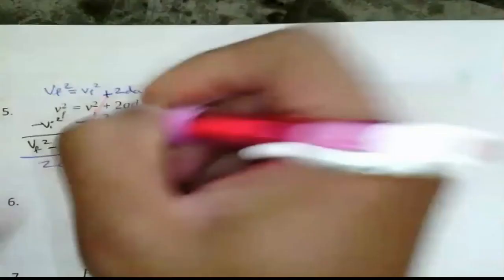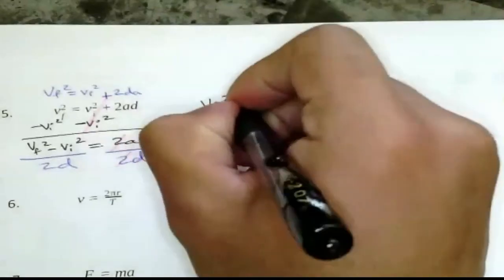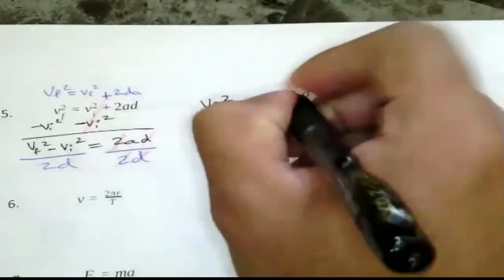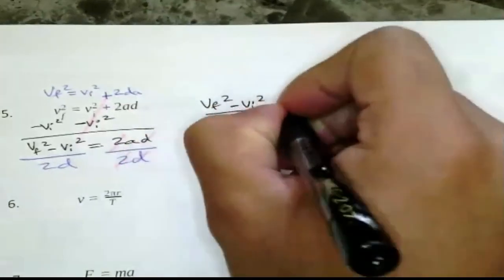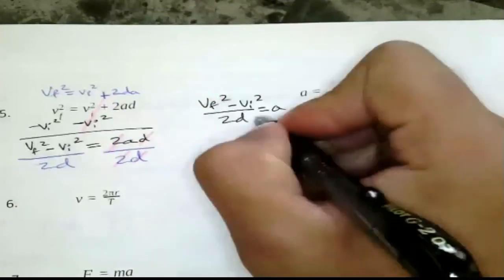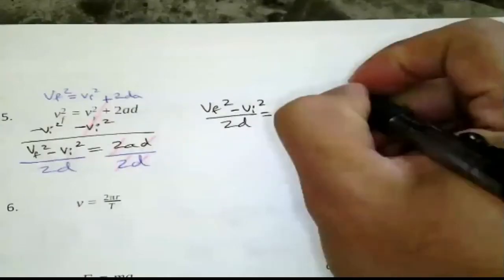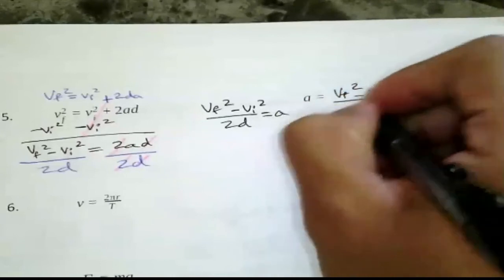And the 2d gets canceled out, that gets canceled out. We're going to rewrite our equation as VF squared minus VI squared over 2d is equal to acceleration. And now we see that a is on its own. We've got everything, so that is our answer. So VF squared minus VI squared over 2d.